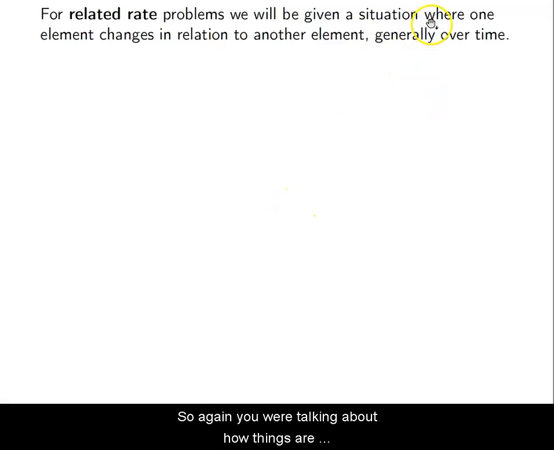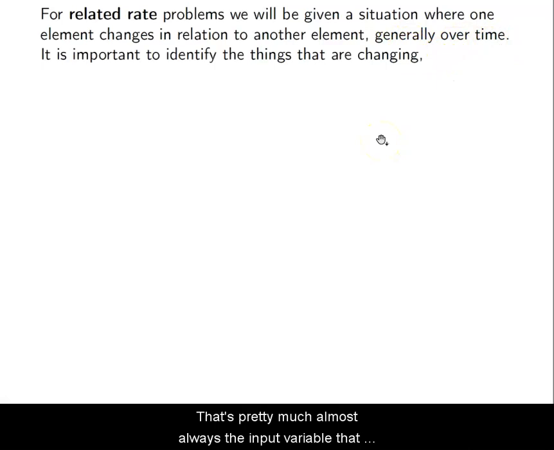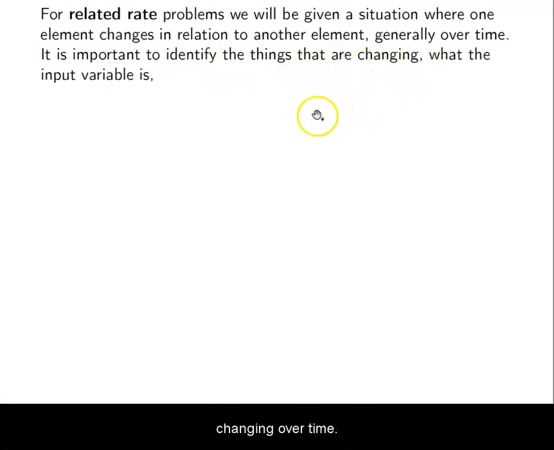Again, generally we're talking about how things are changing over time. That's almost always the input variable that we have. Sometimes it's distance or position, but generally time is what we're concerned with. It's very important to identify the things that are changing. Take a balloon being blown up. What are the things that are changing? Well, the volume is changing. The surface area of the balloon is changing. The amount of air inside the balloon is changing. We have to make sure we know what things are changing over time.